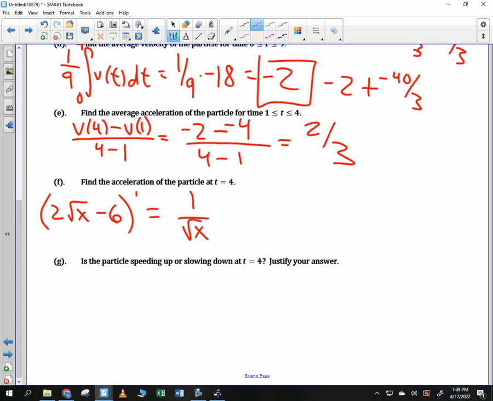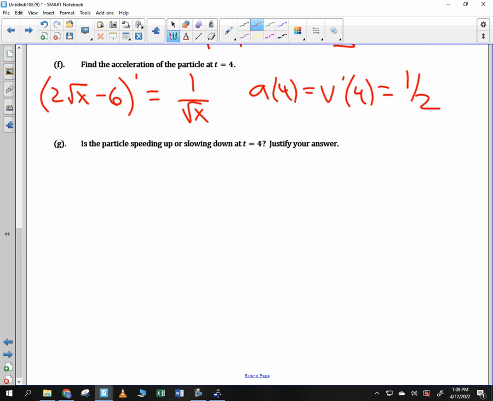And then I want to find the acceleration at time equals 4, so I plug in, and you get, yeah, so the acceleration at time 4 is equal to the derivative of the velocity at time 4, which we figured out is in fact just 1/2. So the acceleration is positive, okay? It says is the particle speeding up or slowing down at time equals 4. Well, in order to figure out if it's speeding up or slowing down, we have acceleration at time 4 is equal to 1/2.